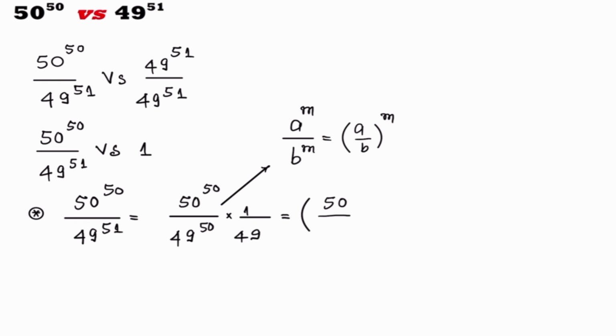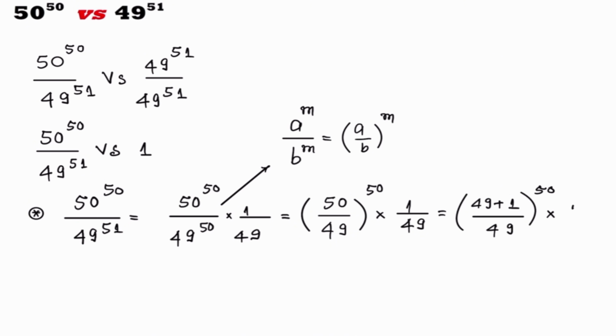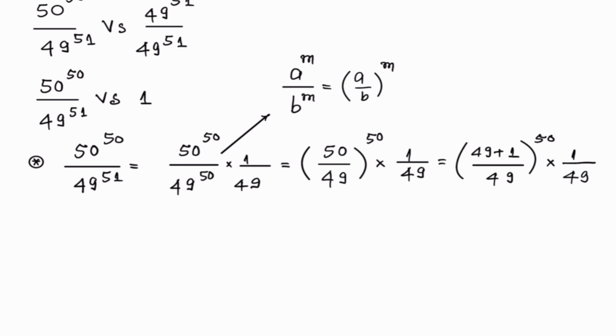Here we have 50 over 49 raised to the power of 50, and then times 1 over 49. We separate 50 into 49 plus 1 over 49 to the power 50 times 1 over 49. And then we will get 1 plus 1 over 49 raised to the power 50, which could be written as 49 plus 1 times 1 over 49.